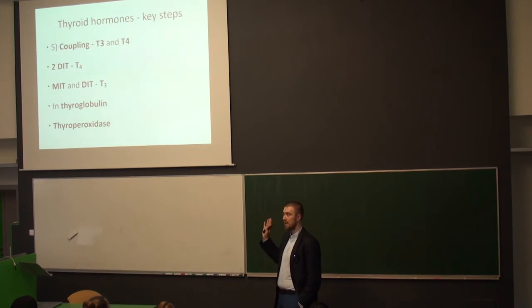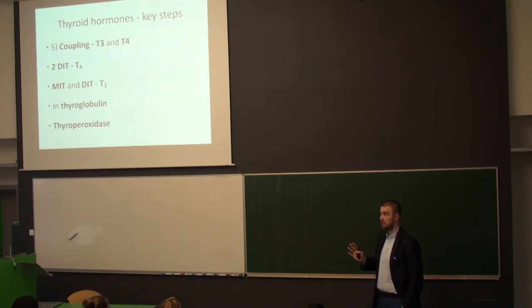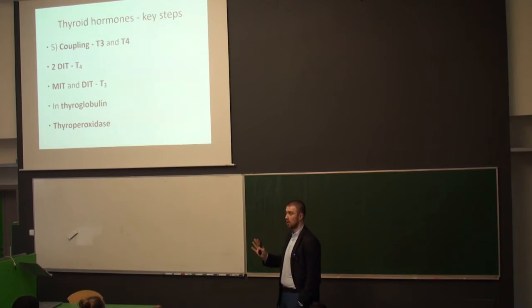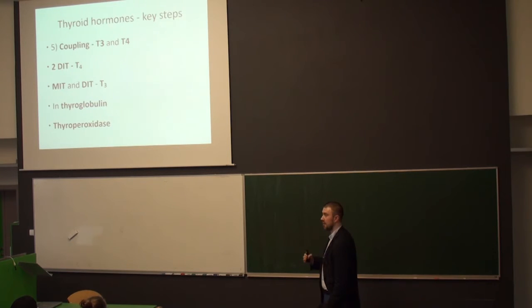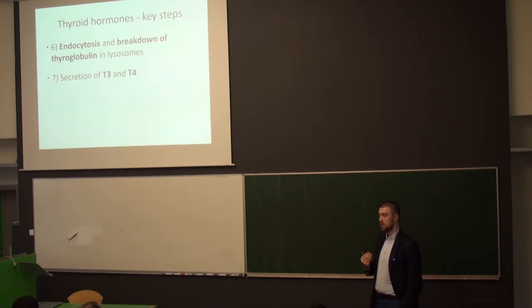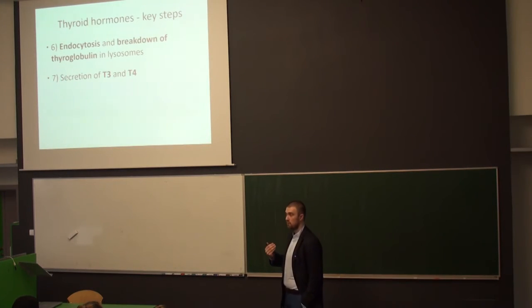All these steps are done inside the colloid. So after this phase, we can say a simple thing. Everything is in colloid, nothing is active. The thyroid hormones are inside the molecule of thyroglobulin. Therefore, we have to return inside the cell, and in the last phase, you will release the thyroid hormones. How do you do it? By the very simple process of endocytosis.